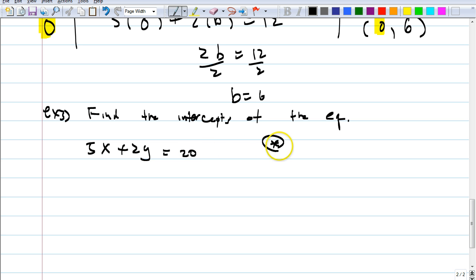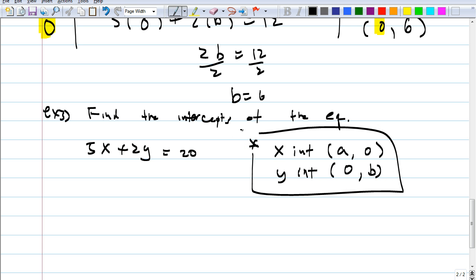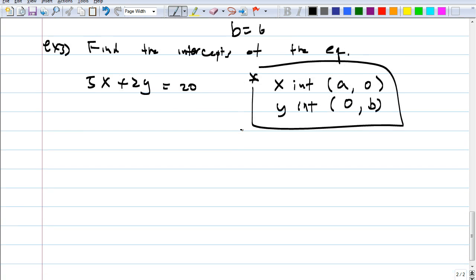Now, one thing we've got to remember for today: the x-intercept is again what? A comma what? A comma 0. That's the main thing we're remembering. X-intercept is A comma 0. That's important. What about y? The y-intercept is 0 comma B. Remember, y goes with the y coordinate, x goes with the x coordinate. If you can remember this, you're done. Okay, go ahead, everybody try. I'll give you some time to try yourself.